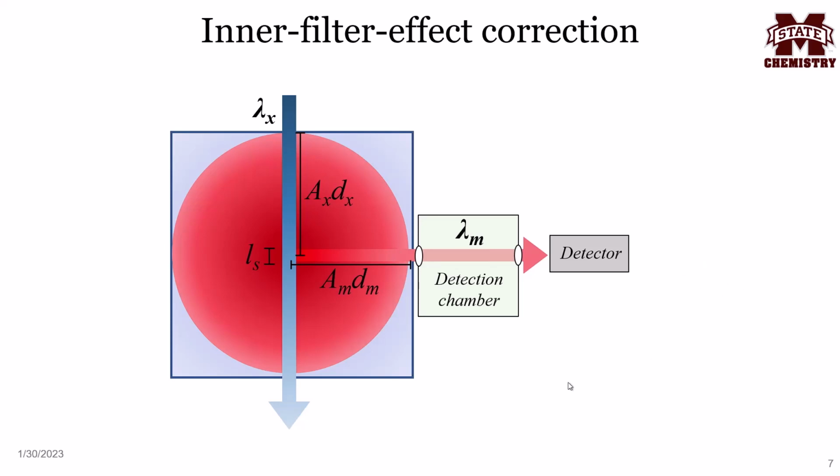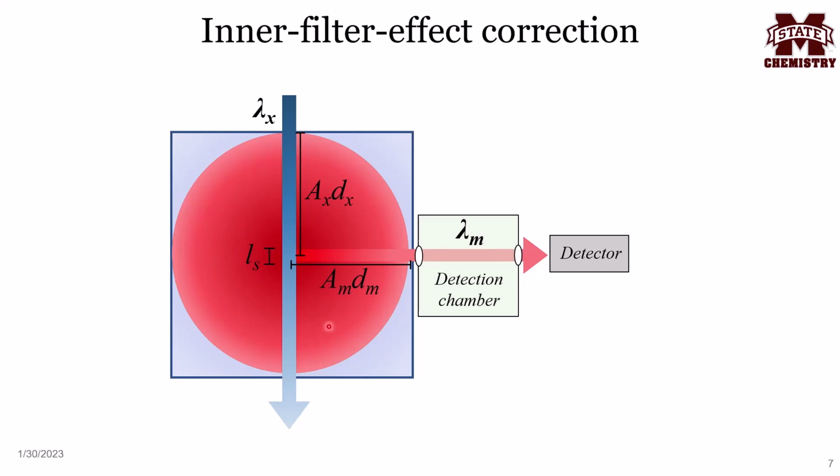Upon excitation, which is denoted lambda x, emission occurs in all directions at all points in the cuvette, which is shown by the red sphere. However, only the fluorescence at a specific region and at a specific angle can actually reach the detector. We call this region the effective sampling path length, which is denoted as LS.